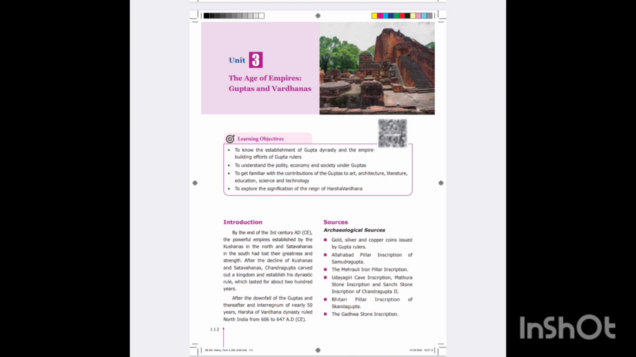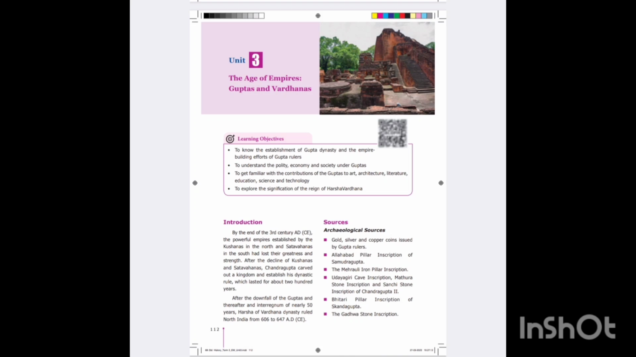647 AD. Sources. Archaeological sources. Gold, silver and copper coins issued by Gupta rulers. Allahabad pillar inscription of Samudragupta. The Mehruli iron pillar inscription. Udayagiri cave inscription. Mathura stone inscription and Sanchi stone inscription of Chandragupta II.